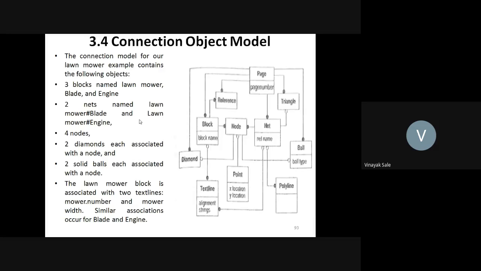So the connection model for our lawnmower example has three blocks named lawnmower, blade, and engine, two nets named lawnmower blade and lawnmower engine, and four nodes: two diamonds each associated with a node, and two solid balls associated with a node. The lawnmower block is associated with text lines as model number and model width. Similarly for the association with blade and engine.